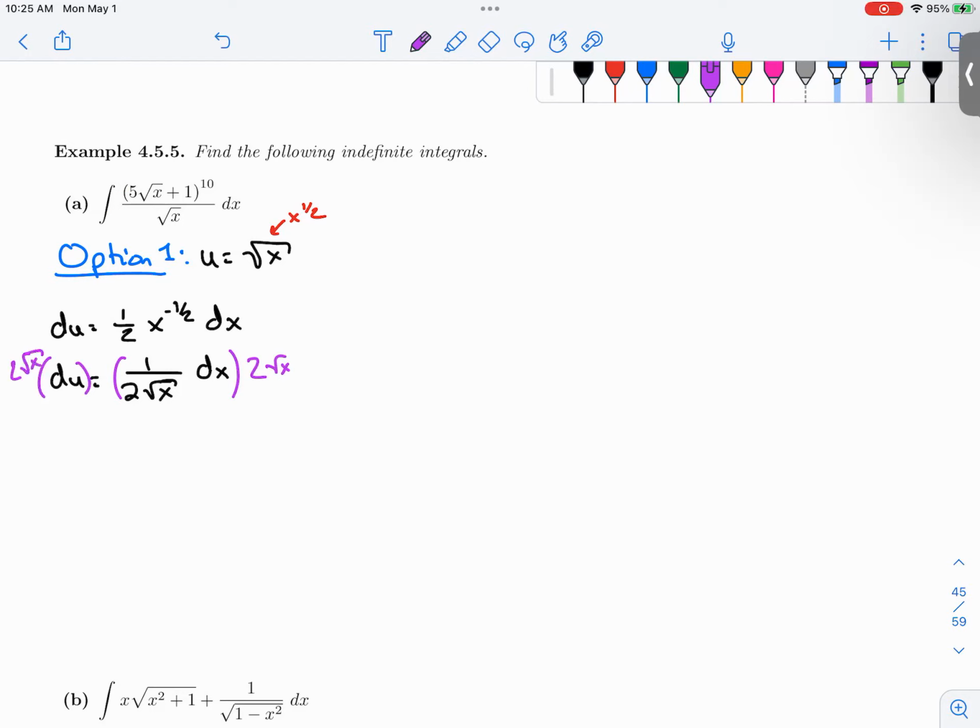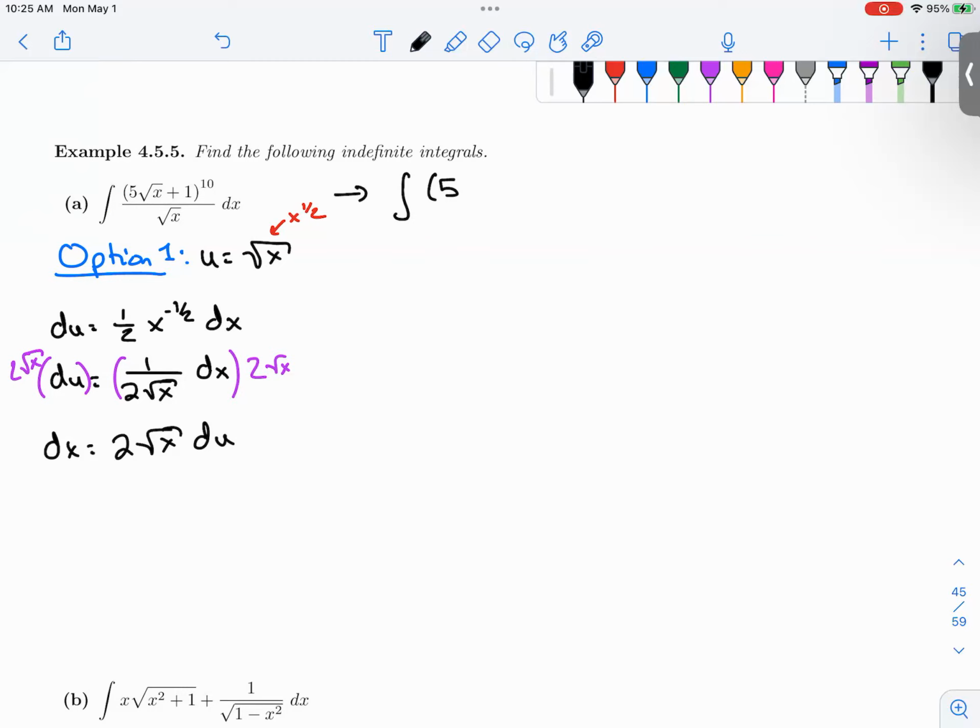And I know, technically speaking, the 2 square root x should be on the left-hand side. I know. But I'm running out of space. So we get dx is equal to 2 square root x du. All right. So then our integral becomes the integral of, remember, u is equal to square root of x.